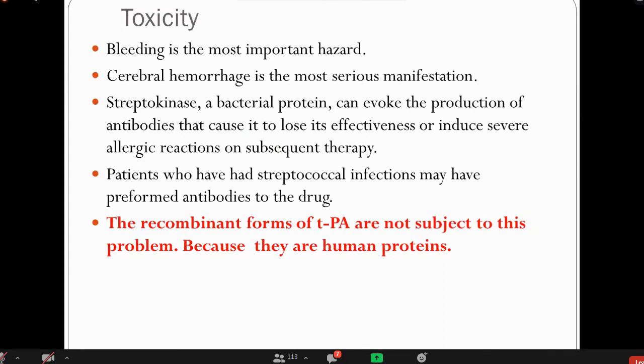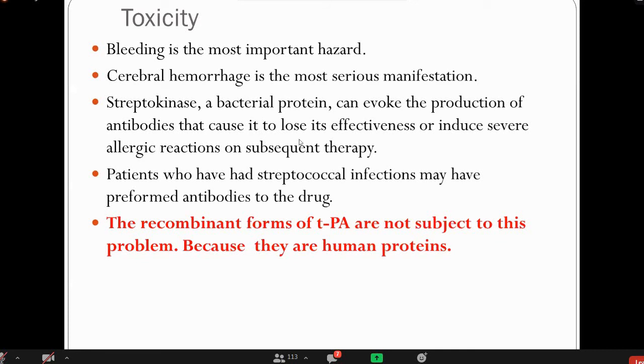Toxicity: again, bleeding is the most important hazard. Cerebral hemorrhage is the most serious manifestation. So we have to be very, very careful if we suspect that this patient has a TIA, transient ischemic attack. So before starting therapy, we must rule out whether this stroke is an ischemic stroke or a hemorrhagic stroke. Clear?